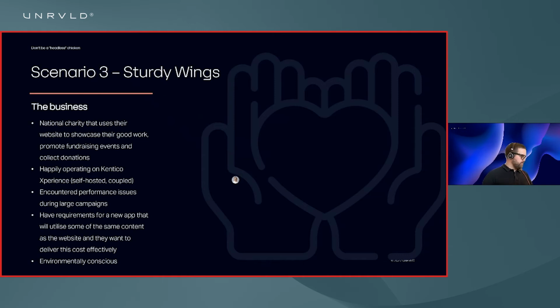So imagine Red Nose Day or something like that, where they're going to get a huge flood on a single day. Their site does struggle, but they've also got requirements for a new app that they're considering, and they're thinking about how they can deliver this cost effectively. And they're also environmentally conscious as an organisation.